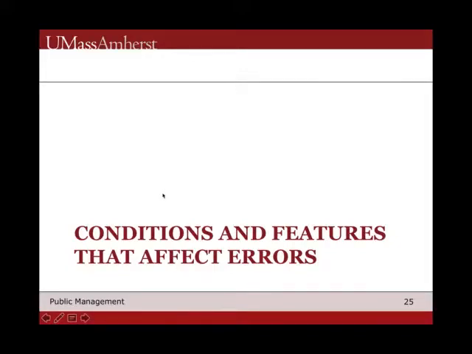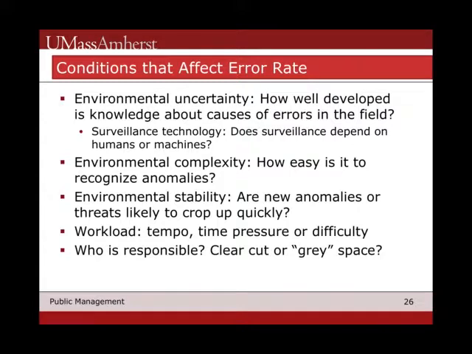What are then the conditions and features that might affect errors? Here are some good examples of conditions that are worth remembering. One is going to be environmental uncertainty. So this is, again, going back to our classic Mintzberg idea of how well developed is knowledge, in this case, about the causes of errors in the field. And also environmental complexity, how easy is it to recognize anomaly? And also environmental stability, which is, are new anomalies or threats likely to crop up?